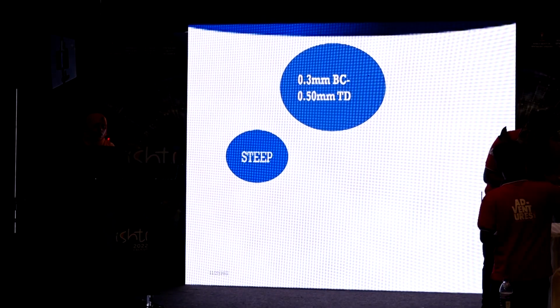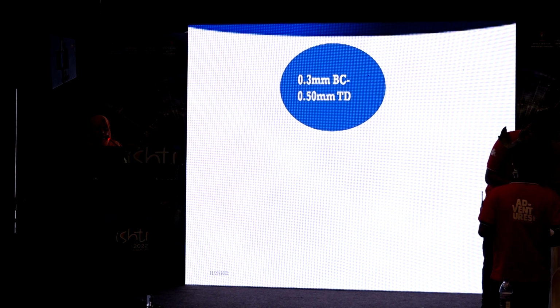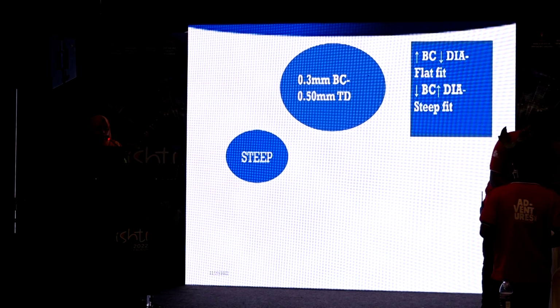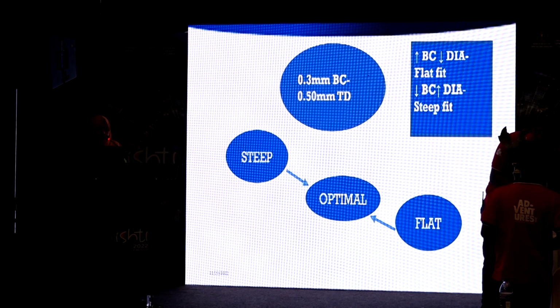So before going to that, we have to know the thumb rule: if there is a 0.3 change in base curve, there is a 0.50 change in total diameter. So if it is a steep fit, we have to increase the base curve or decrease the diameter, or if it is a flat fit, we have to decrease the base curve or increase the diameter. So in order to make an optimal fit.